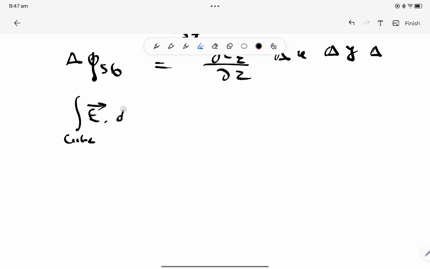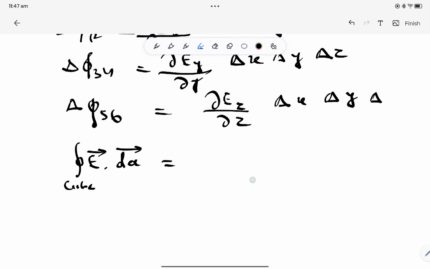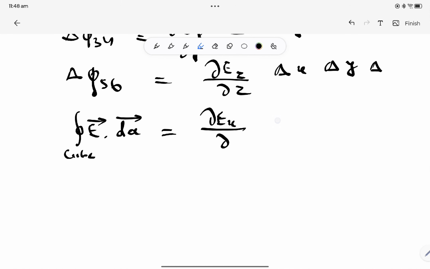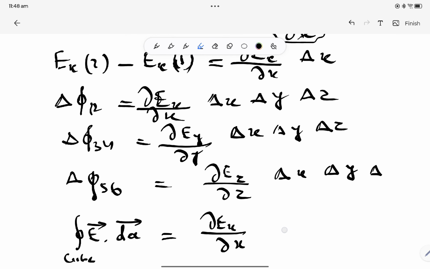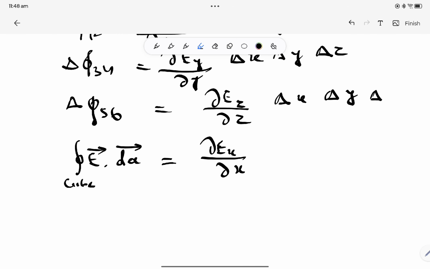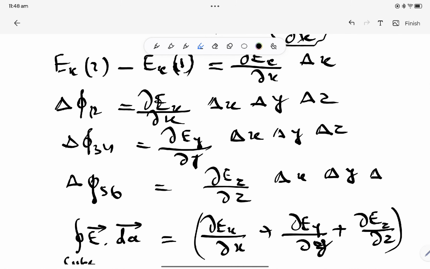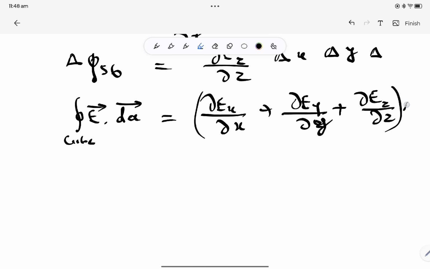E dot dA will be equal to the sum of del Ex by del x, plus del Ey by del y, del Ez by del z, into delta x, delta y, delta z. That is simply the volume of the cube, del V.